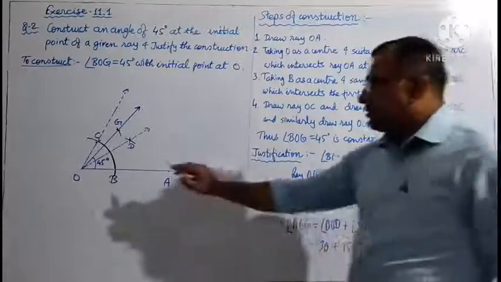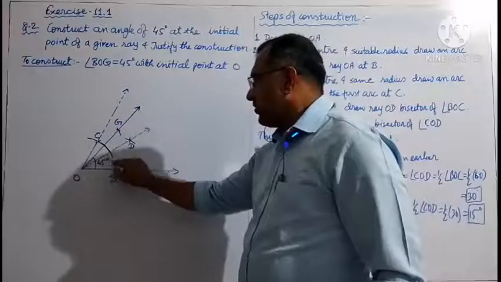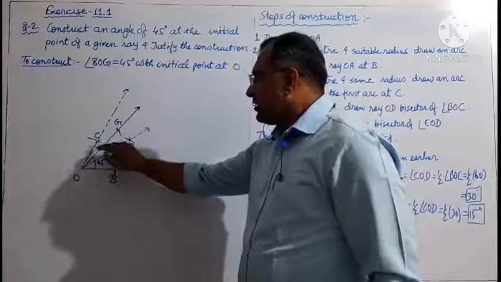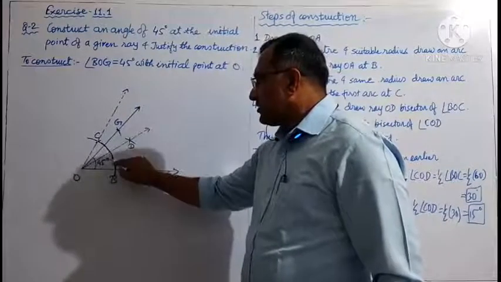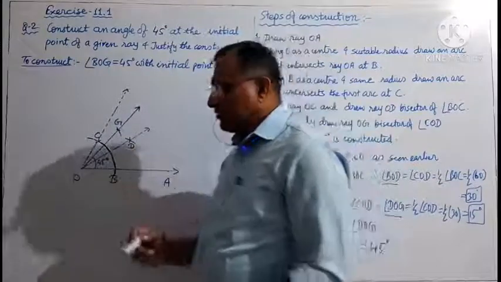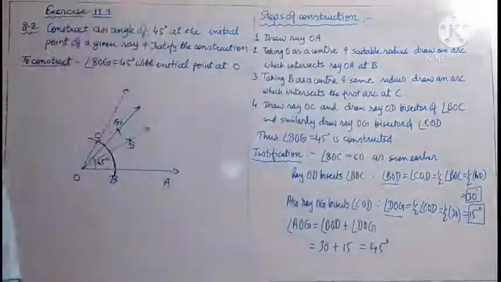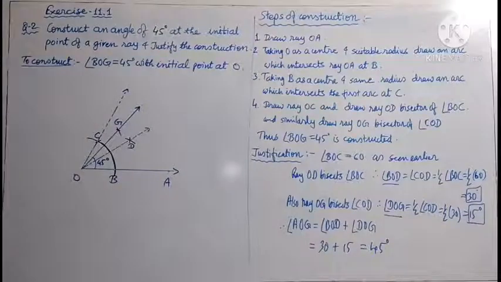So you can see here this is 60 degree, but half of that is 30 degree, and then here half of 30 is 15. So this is 30 plus 15, that is equal to 45 degree. So this way the 45 degree angle is constructed.